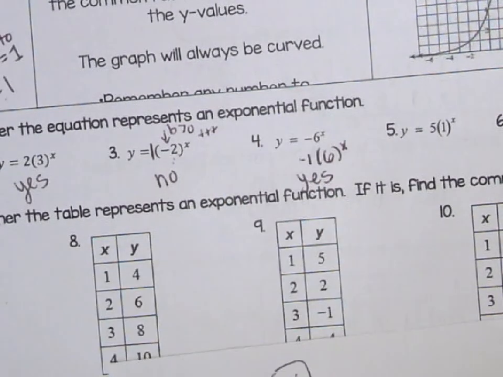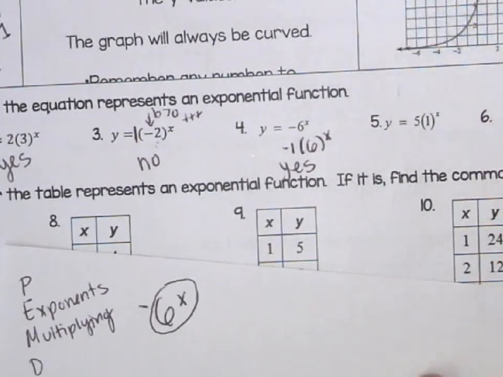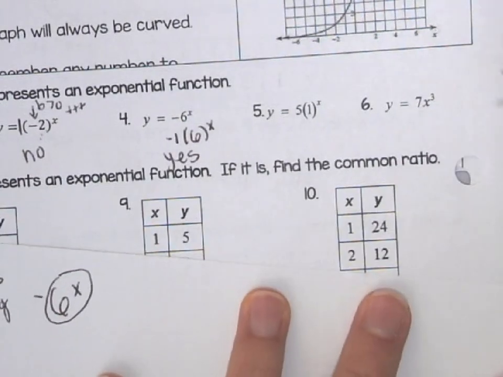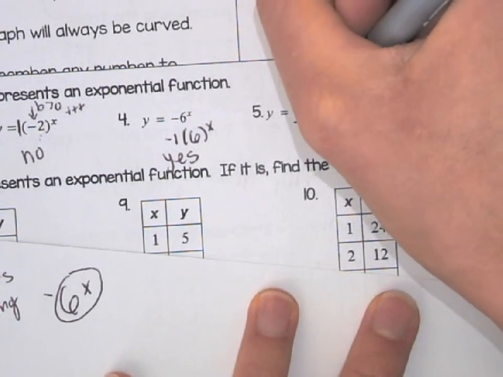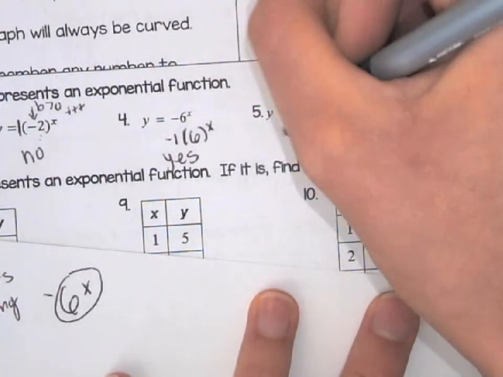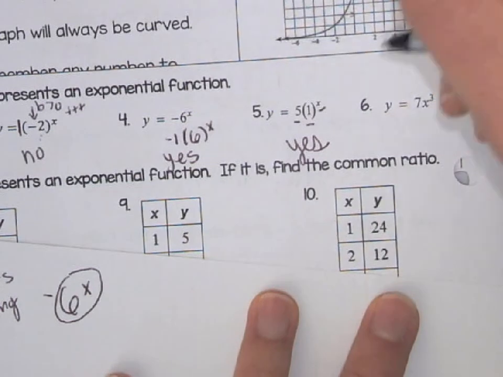So number 4 would be yes. Okay, they get a little bit easier from here. So let's look at number 5. We have two numbers, they're both positive, raised to an x, so yes, this one is exponential.